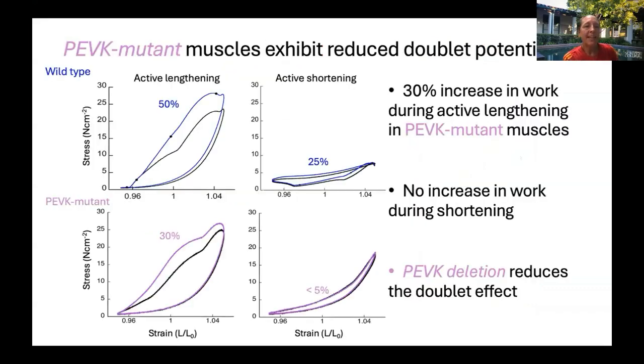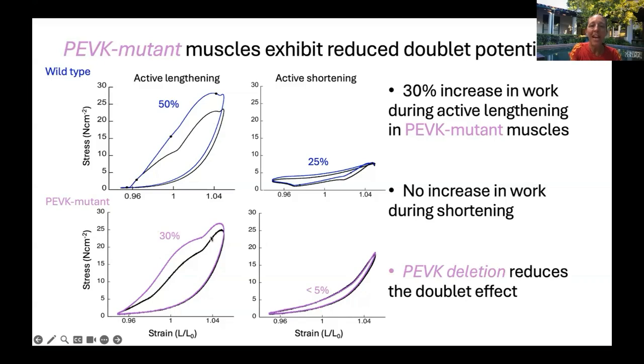When we look at PVK mutant muscles, we see a different pattern. So again, just to point out, we see the wild type muscles here in the top left, and we're looking at the PVK mutant here in pink. During active lengthening, we do see doublet potentiation in our PVK mutant, but to a lesser extent than what we see in the wild type muscles. So we see a 30% increase in muscle work during active lengthening, but we see no increase during shortening.